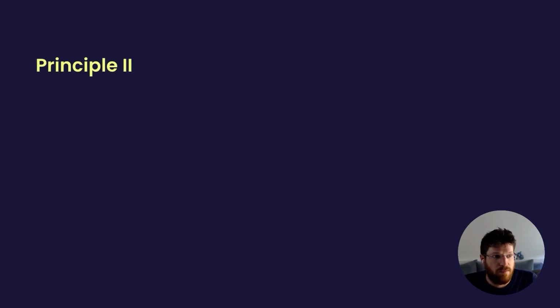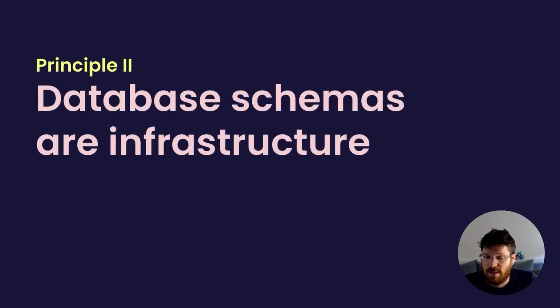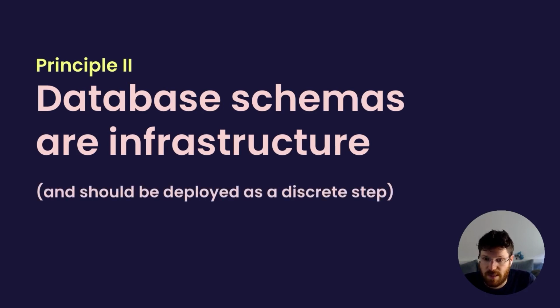The second principle I want to discuss is that database schemas should be treated as infrastructure, in the same way that your application may depend on an S3 bucket existing or some IAM role being provisioned so it can use it to access resources on AWS. In the same way, the schema of your database is a prerequisite for a version of your application to work. Therefore, you should treat it as infrastructure, which means it should be deployed as a discrete step before your application starts deploying.